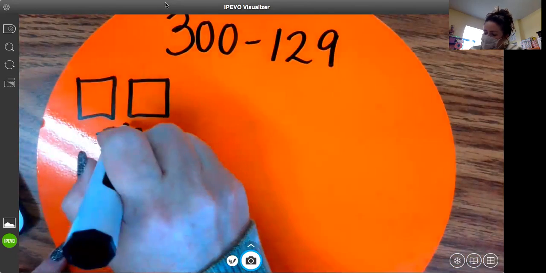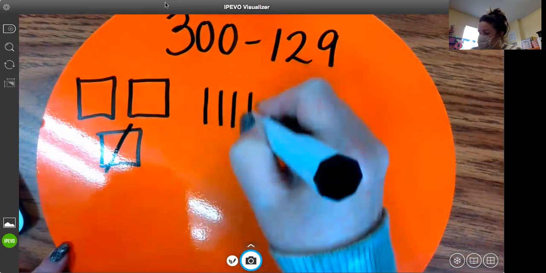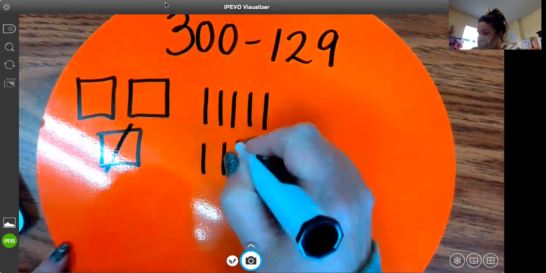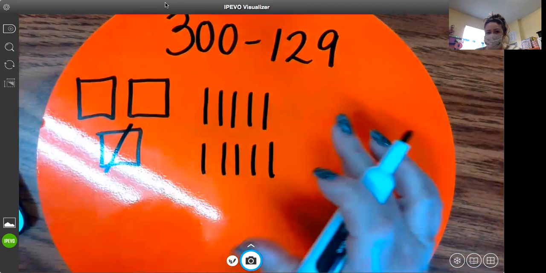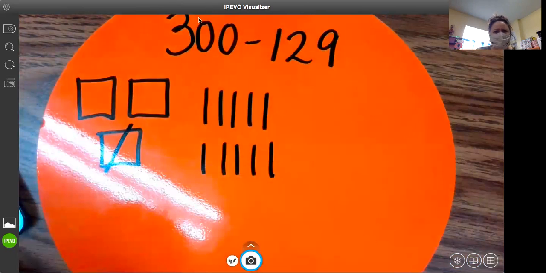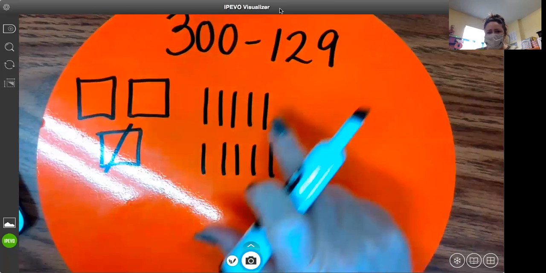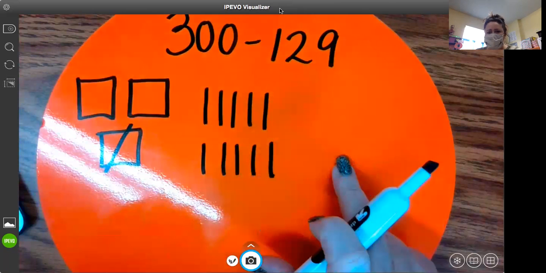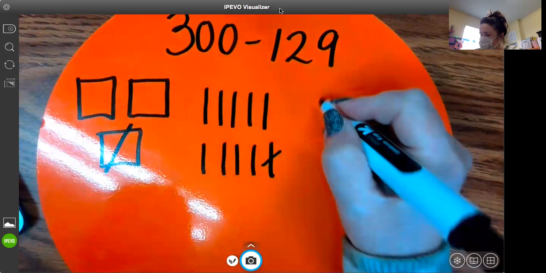So we will mark out 100, and we will trade it for 10 10s. Then we have 10s, but we still can't subtract our 1s. Since we still don't have any 1s to subtract, we need to trade again at the bank, and we'll trade a 10 for 10 1s.